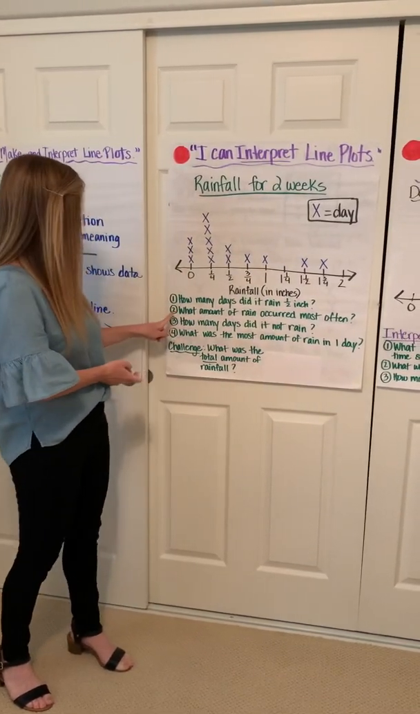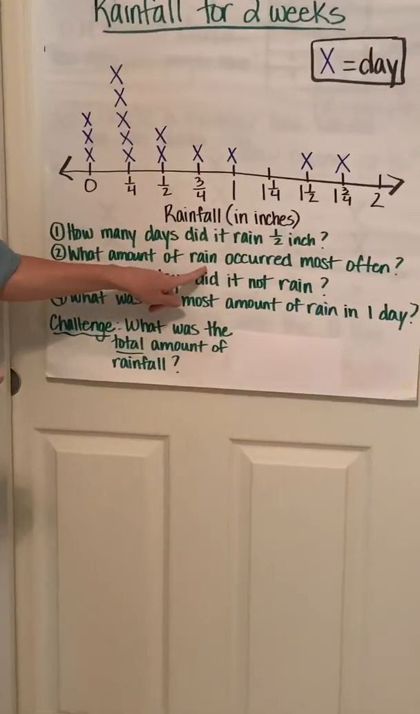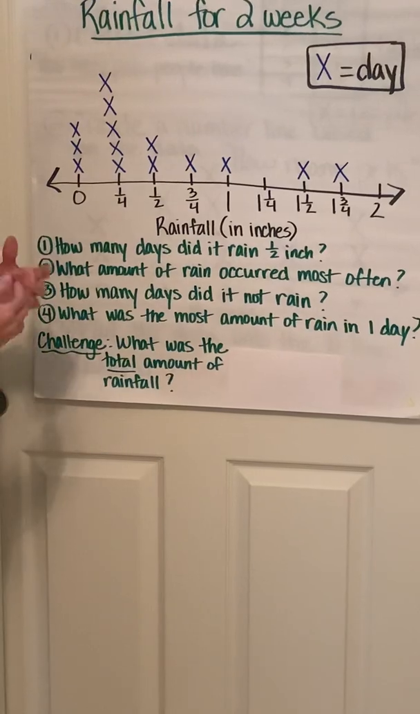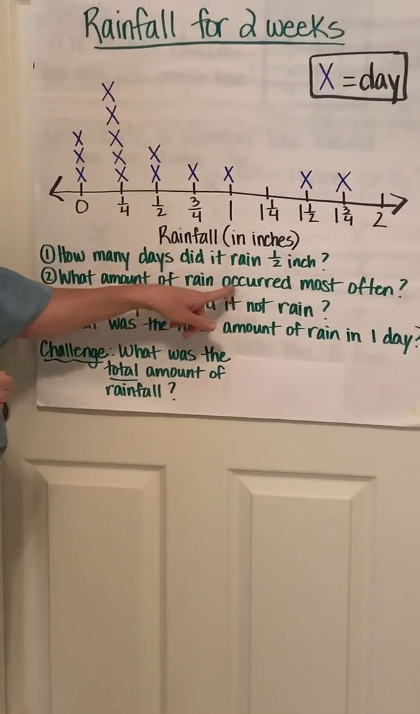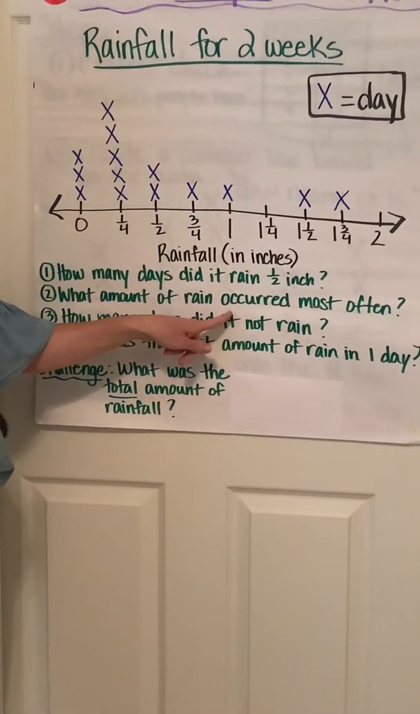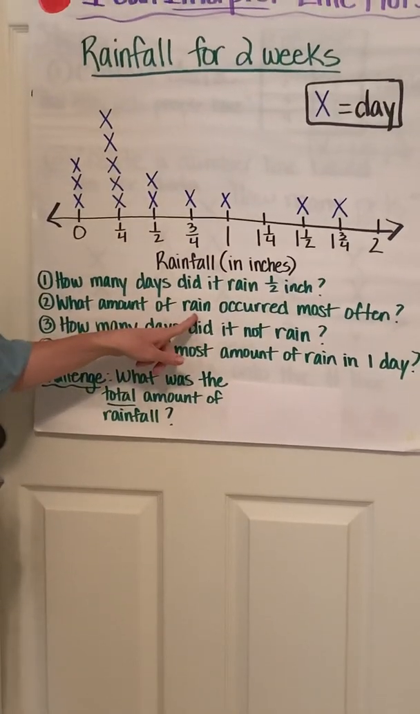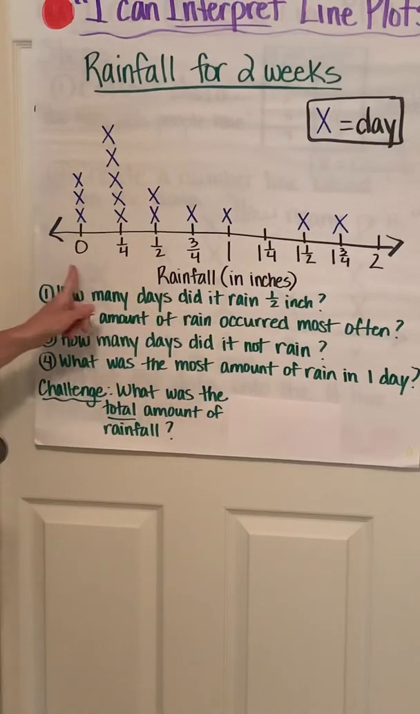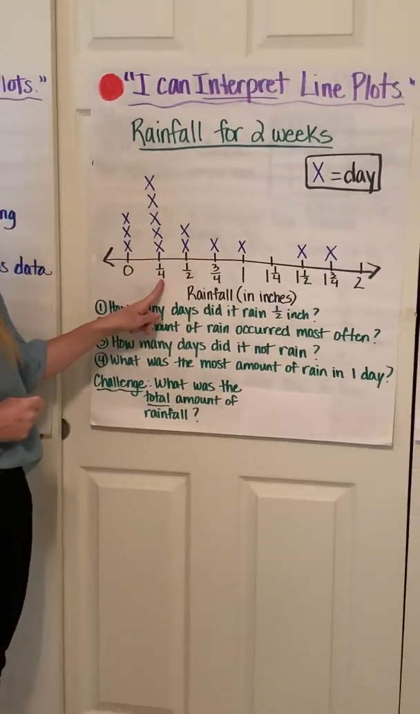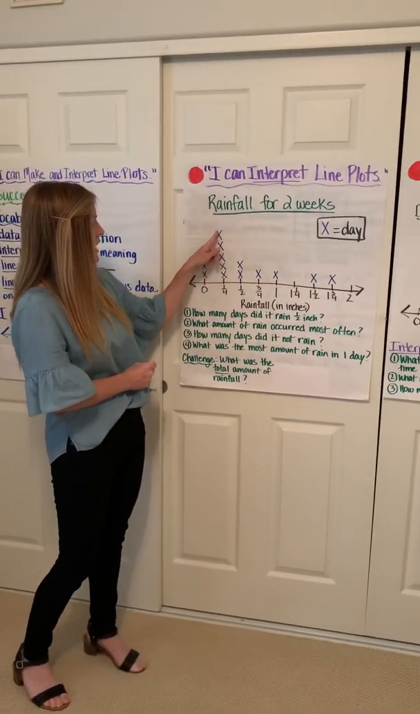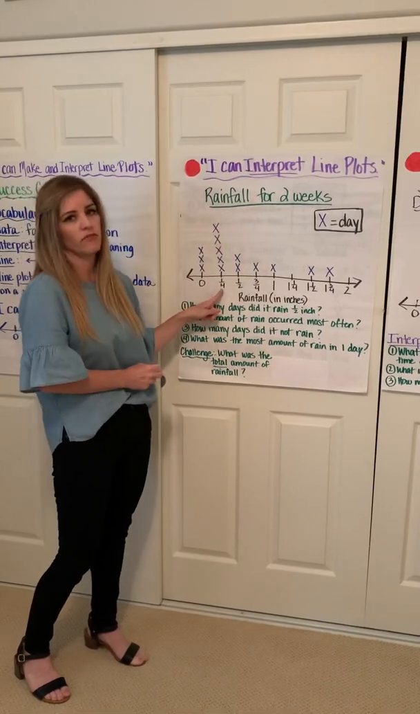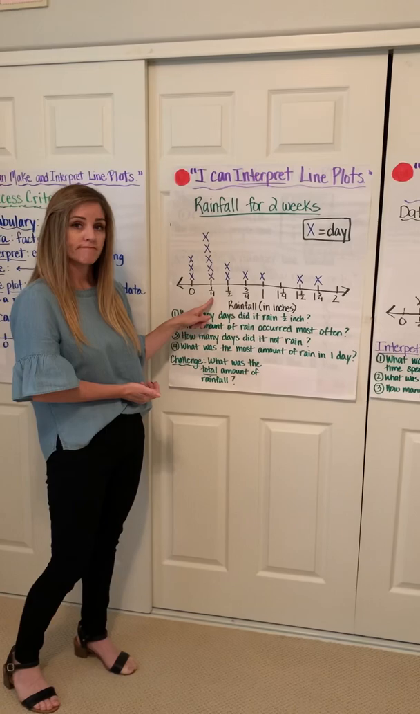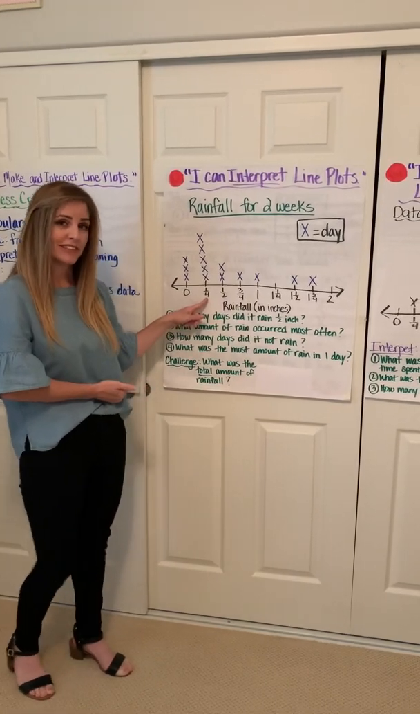Okay. Number 2, what amount of rain occurred most often? So while I was plotting each day, what amount of rain occurred most often? So the question's asking about the amount of rain. So which amount was the most often? If we take a look, 1/4 of an inch happened 5 times. There were 5 days that I had 1/4 of an inch of rain. So number 2 would be 1/4 of an inch. Okay, how are we doing?